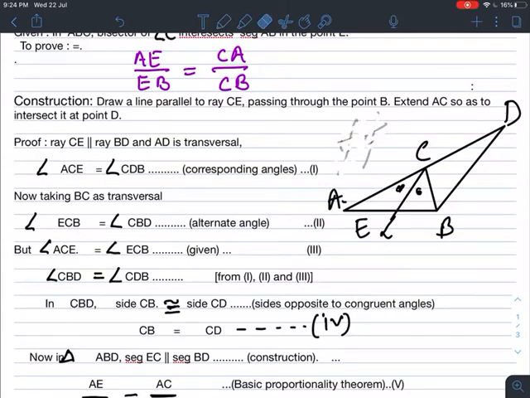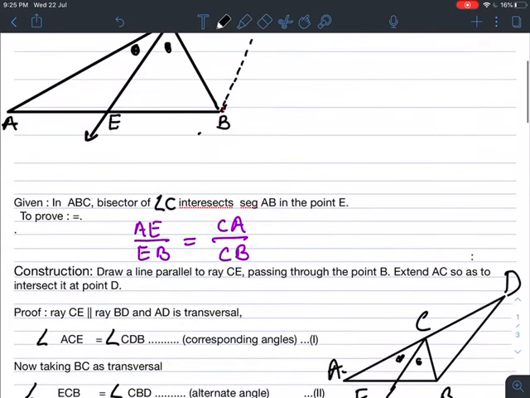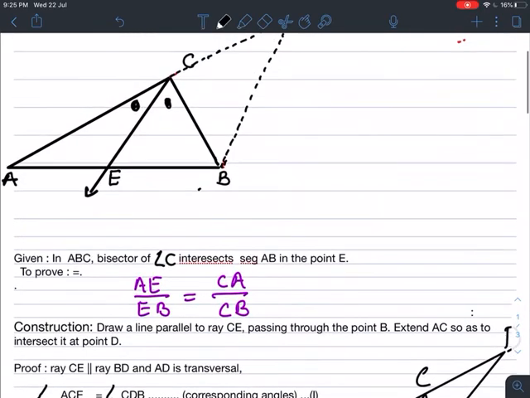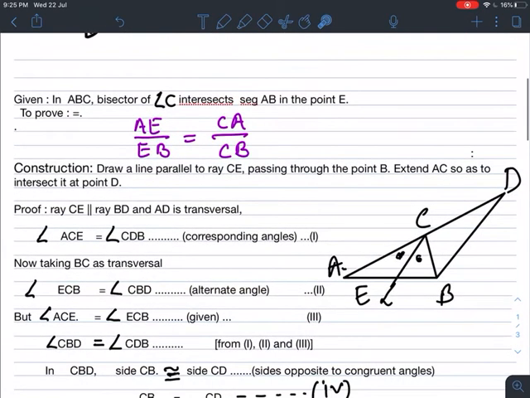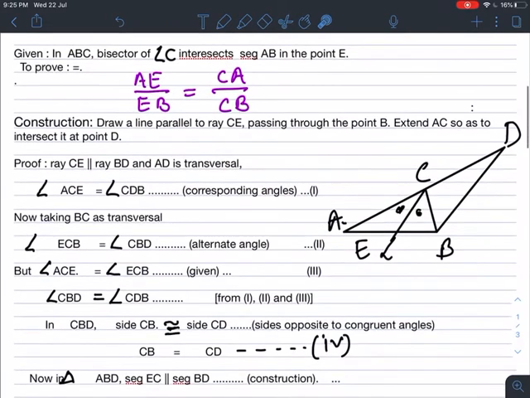Now I have drawn the same figure here. See, the lines are parallel and there is a transversal, therefore this angle is congruent to this. So angle ACE is congruent to angle CDB, corresponding angles, equation number 1. Now taking BC as a transversal, with the same parallel lines, these two angles are congruent. I showed in the beginning that these two angles are congruent.